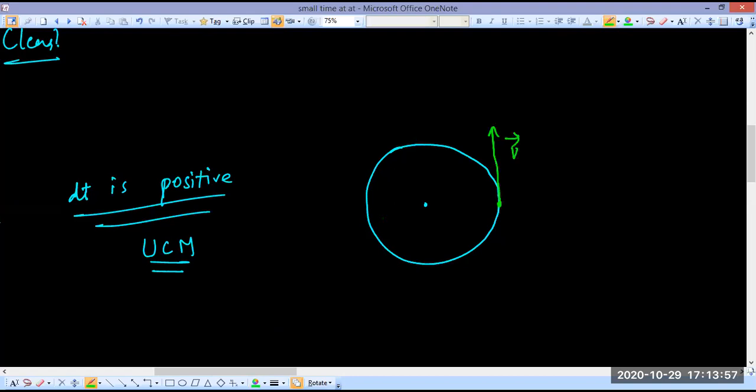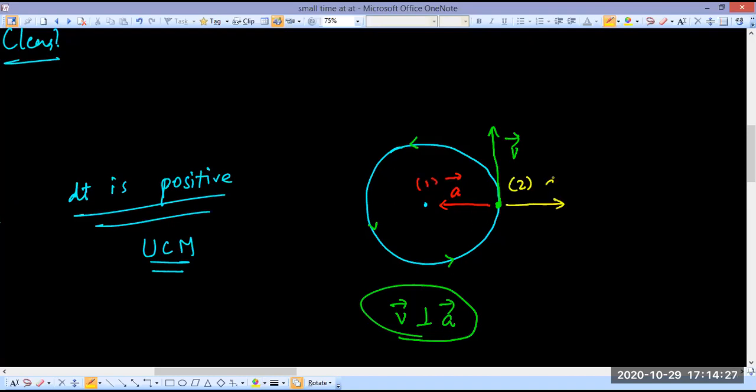Suppose a particle is moving like this in a circle. So its velocity here is like this. So now we have just got it that velocity and acceleration are perpendicular to each other. Okay, so that means there are two options. Either acceleration is like this, option one, or acceleration is like this, option two. I'm sure all of you understand that, right? Clear?